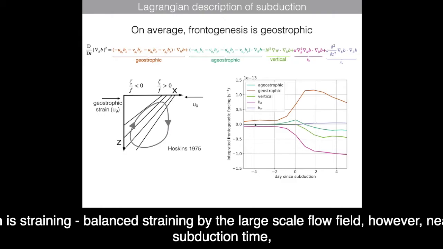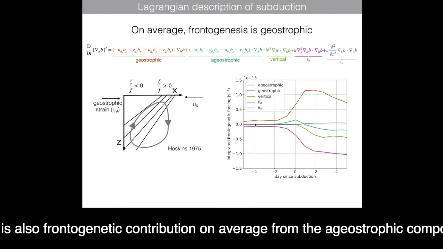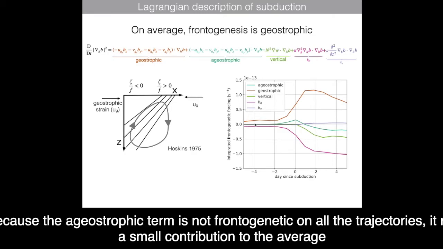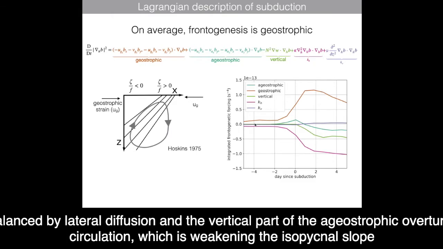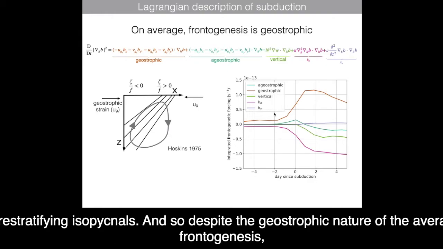However, near the subduction time, there's also a frontogenetic contribution on average from the ageostrophic component. But because the ageostrophic term is not frontogenetic on all the trajectories, it makes a small contribution to the average, even when it can be important on particular trajectories. And then on average, frontogenesis is balanced by lateral diffusion and the vertical part of the ageostrophic overturning circulation, which is weakening the isopycnal slope, or restratifying isopycnals.